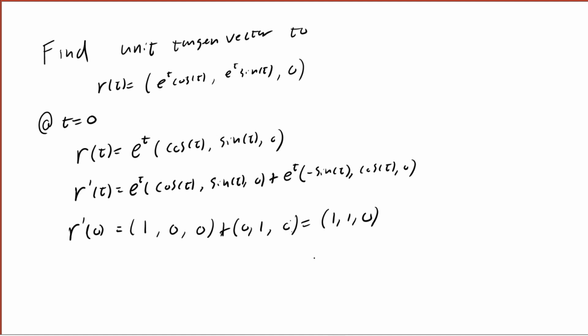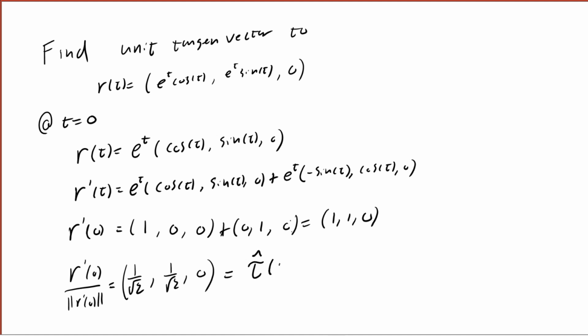Now we want the unit tangent vector. So we can just normalize that vector, right? So r prime of 0 divided by the norm of r prime at 0 is 1 over root 2, because that's the norm, 1 over root 2, 0. If you did this with only two components, that's fine, but this was the answer I was looking for. So that's the tangent vector, the unit tangent vector at 0.